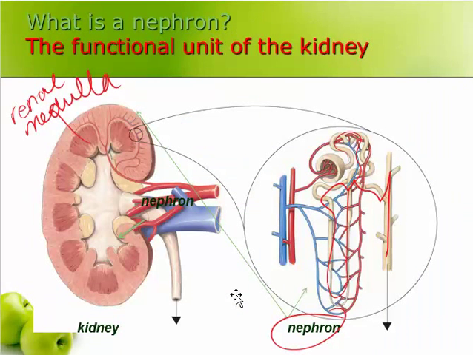Now we're mainly concerned with the nephron. The nephron is pretty important because that is what does everything for the kidney. There's a whole bunch of these nephrons in there, and the nephron is the functional unit of the kidney. That's what actually carries out the function, and it's located in the renal medulla. Notice it's a little bit darker red where the renal medulla is. That's because there's a lot of blood capillaries in there.